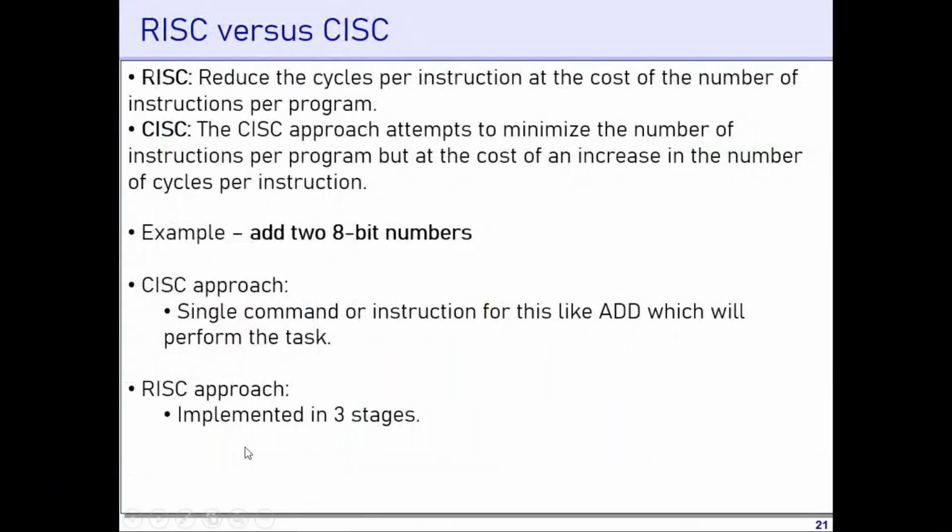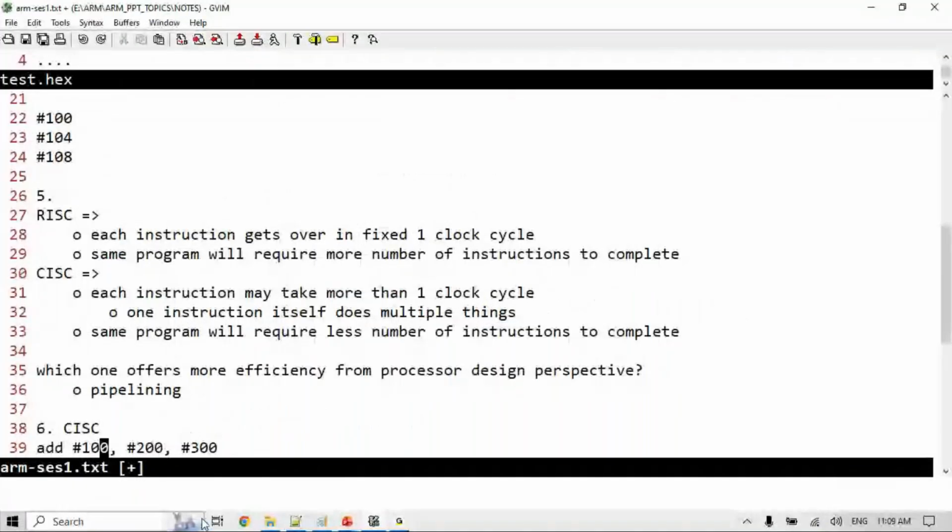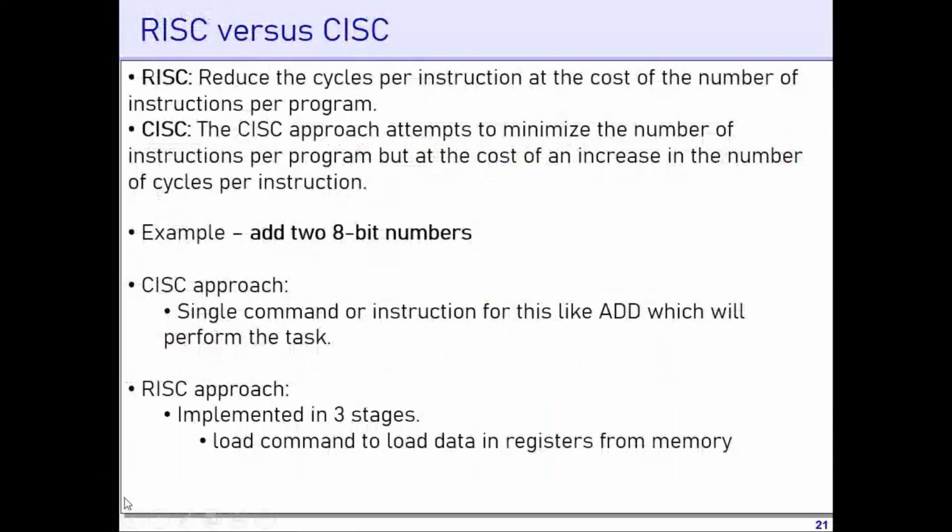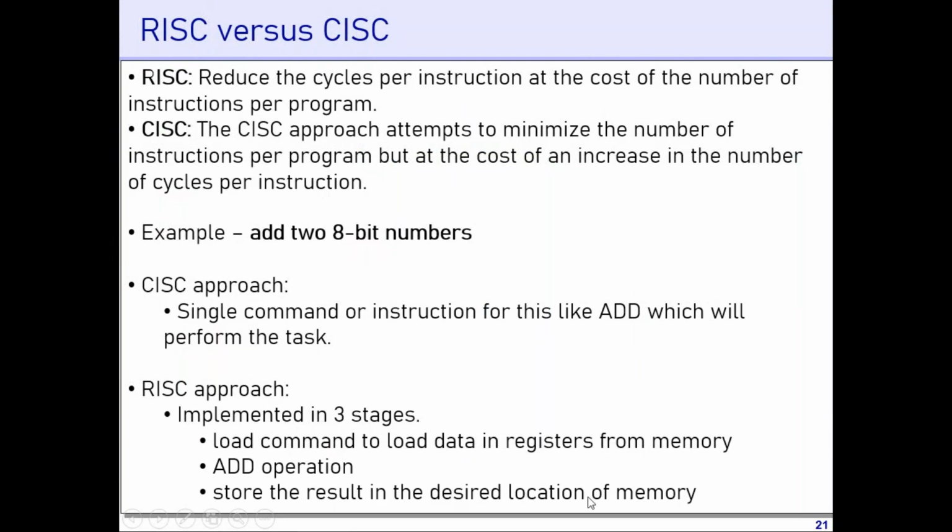But one thing you know is that whatever 4 instructions you did, moving data from 200, moving data from 300, adding, and then storing the data back into 100, they will all take only one cycle each. So there, the pipelining of those things becomes easy. The load command loads data into registers from the memory, then the add operation, then store the result into the desired location of the memory.